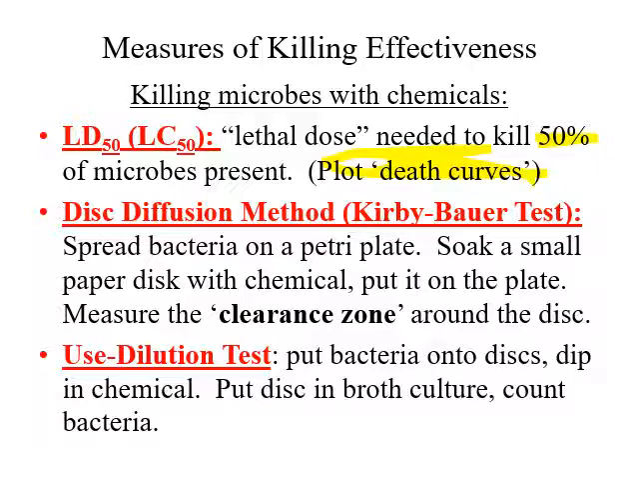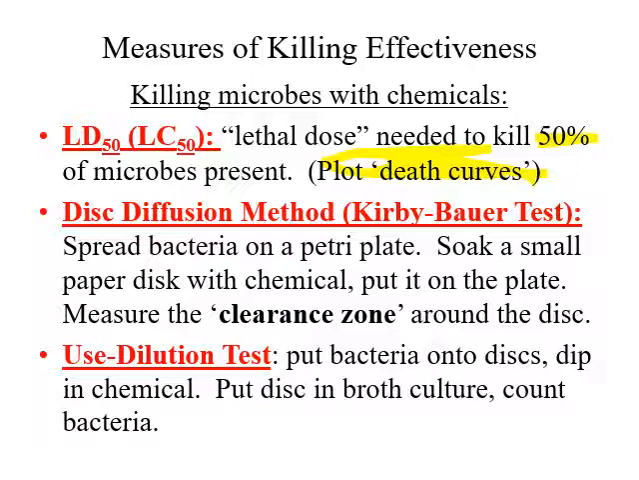Okay, now obviously if you're trying to sanitize things with chemicals, you wouldn't be satisfied with just killing 50% of the microbes present. You'd want to kill 90% or 99%. But the only reason why we care about determining what the LC50 is, is because that allows us to compare the effectiveness of different killing chemicals. Right? So if the LC50 for chemical A is 100 millimolar, and the LC50 for chemical B is 5 millimolar, you tell me which one is a more effective killing chemical. Is it the one that has an LC50 of 100 millimolar or an LC50 of 5?